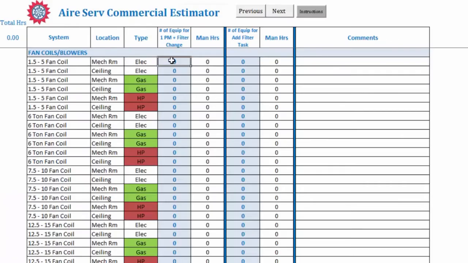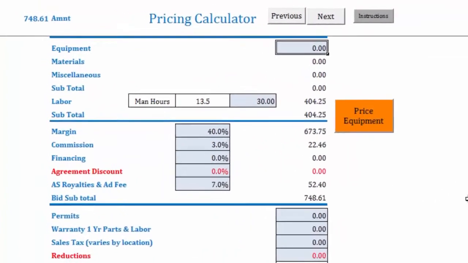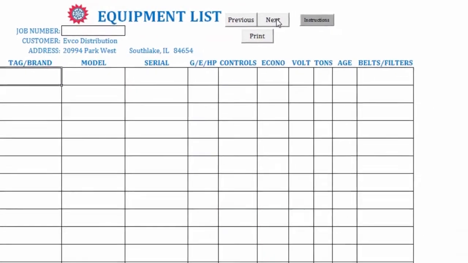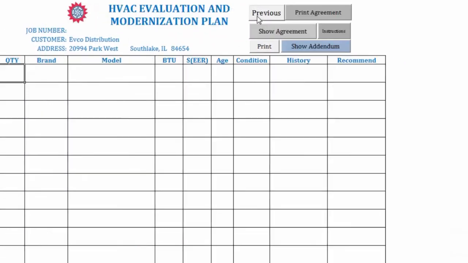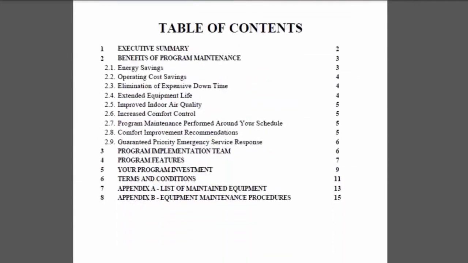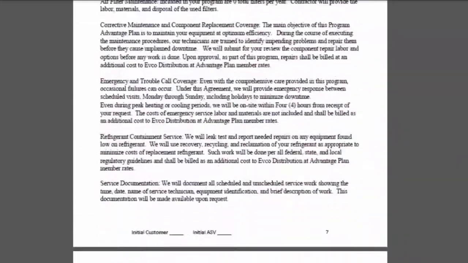The next cog is what we call our ACE tool. That's our Aire Serv commercial estimator. This, once again, can be done on a computer. This is very unique in the fact that not only can we get down all the customer's information, locate all equipment, but we can specify any maintenance criteria, and we can also create proactive agreements on site that we can either print or email to the general manager.